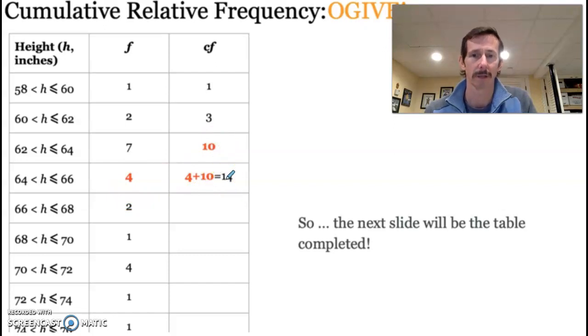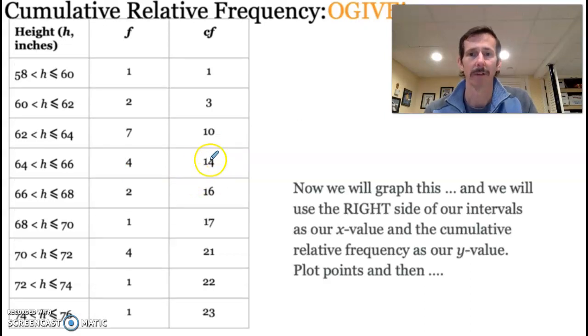This is getting repetitive, so I'm just going to jump and fill all of them in. But you can see I would do 14 plus 2 to get 16, plus 1 to get 17, plus 4 to get 21, etc. The total here at the end has accumulated everybody in the class. So there are 23 pieces of data in this particular set of data. This just tells me how many total I have as I've accumulated through each of these intervals.